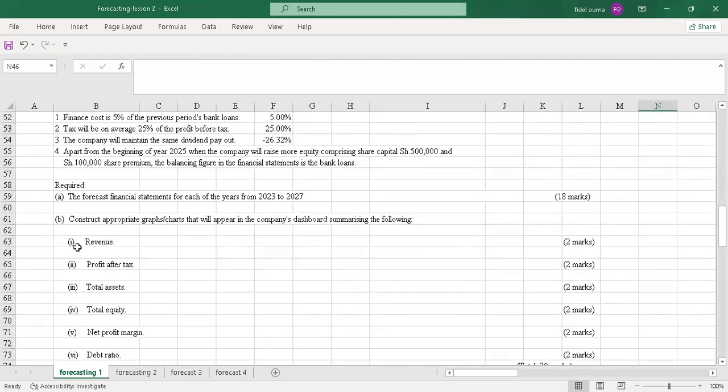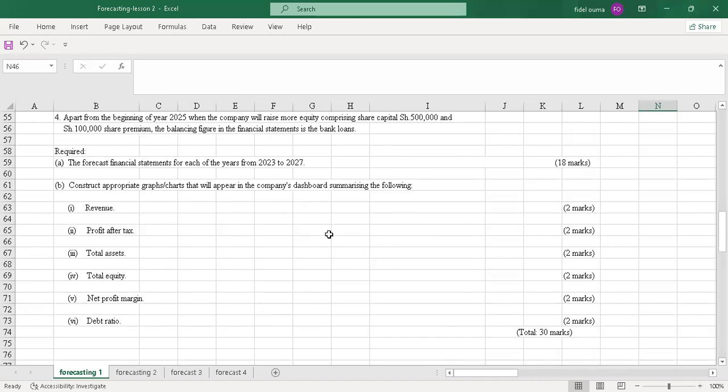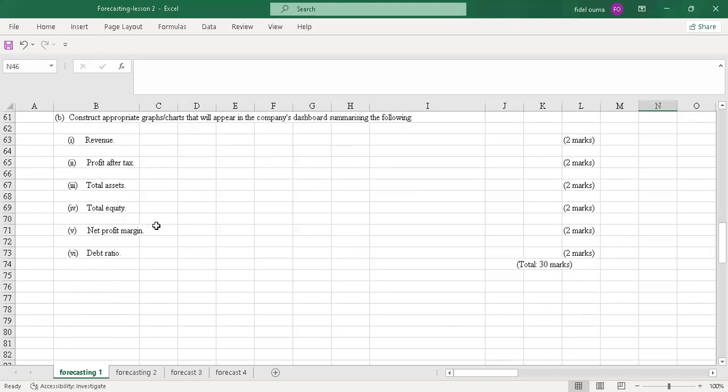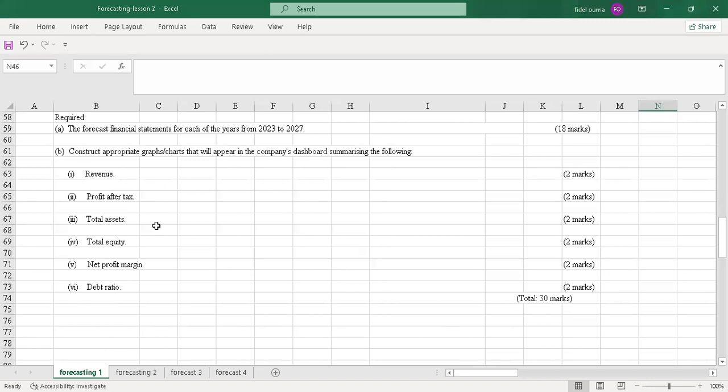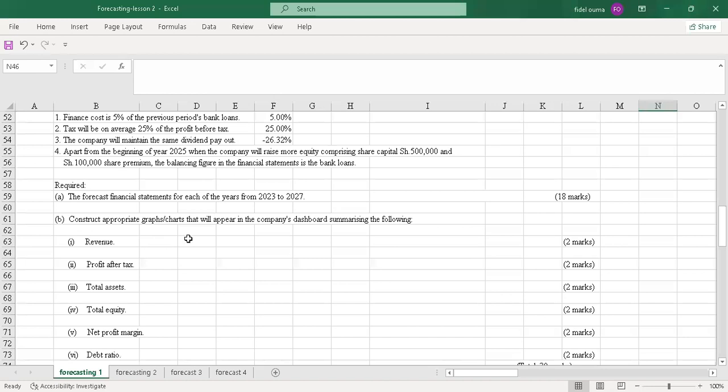So I'll go to part B. Construct appropriate graphs, structures that will appear in the company dashboard summarizing the following. So this was 12 marks. This was 12 marks. So that's what you do. So this is what you'll do.